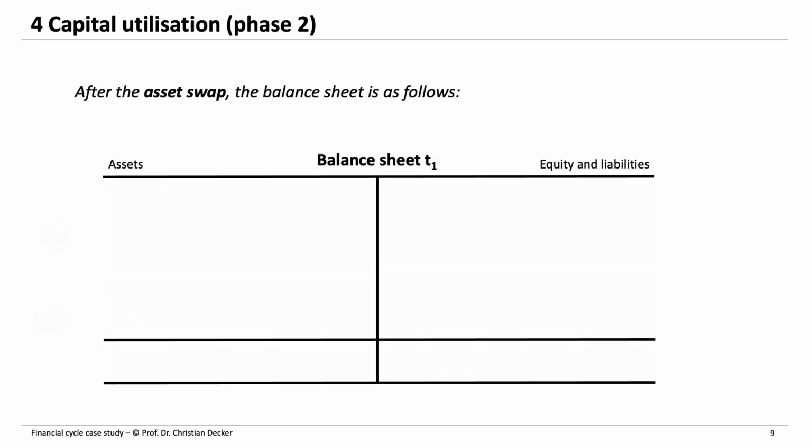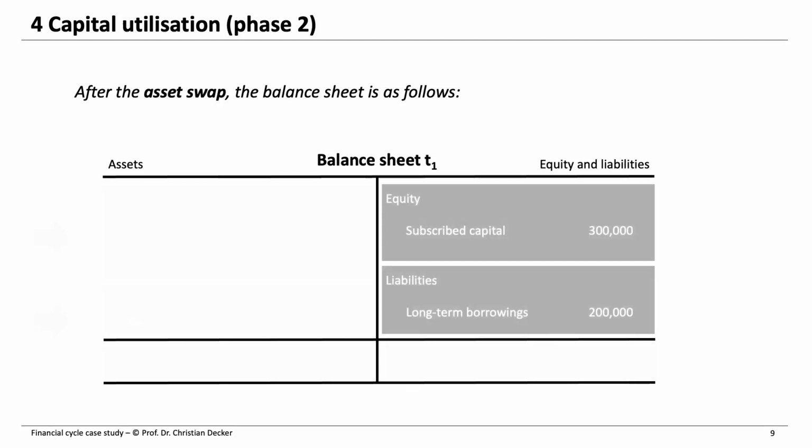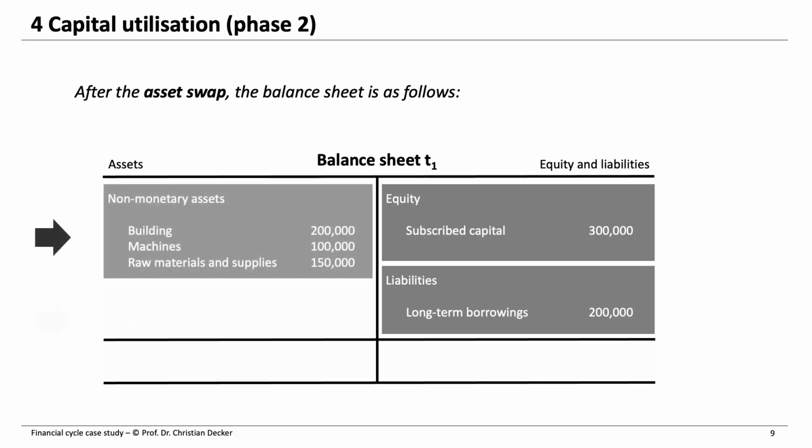After the asset swap, the balance sheet is as follows. The balance sheet T1 shows an unchanged equity and liabilities side. The assets reflect the use of capital. The non-monetary asset area shows the purchase costs of the investments, that is, the building with 200,000 euros, the machines with 100,000 euros, and the raw materials and supplies with 150,000 euros.